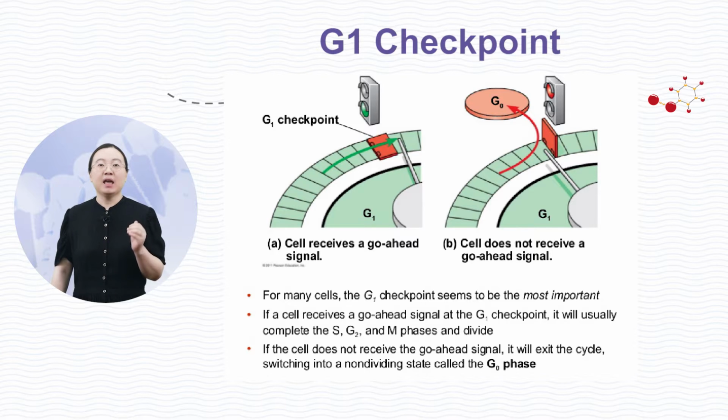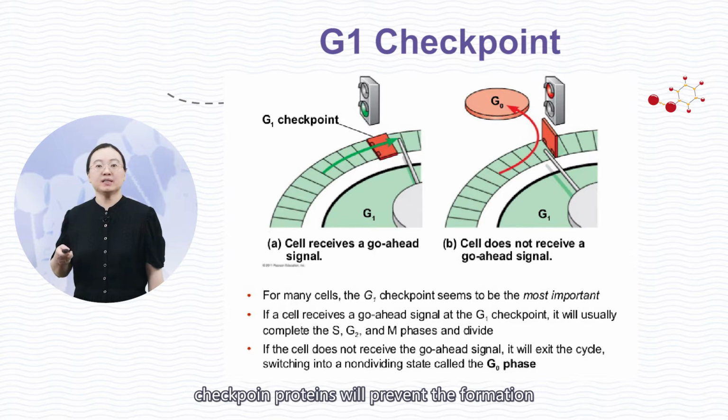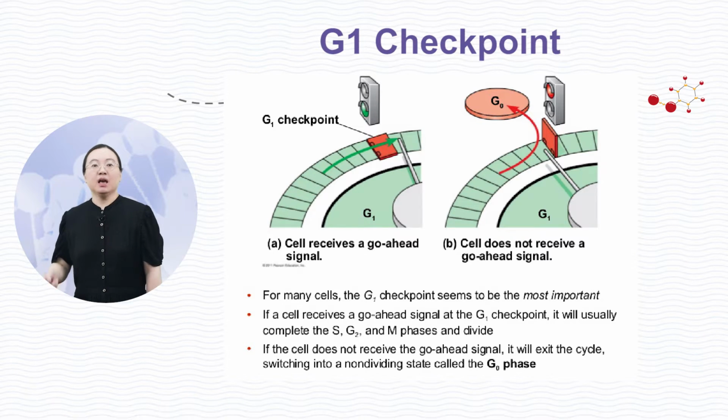in S phase. If DNA damage is detected, checkpoint proteins will prevent the formation of active cyclin-CDK complexes. Inhibition of cyclin-CDK complexes stops progression of the cell cycle. This directs the DNA repair mechanism to rectify the DNA damage. If the damage can't be repaired, the cell will go to apoptosis.